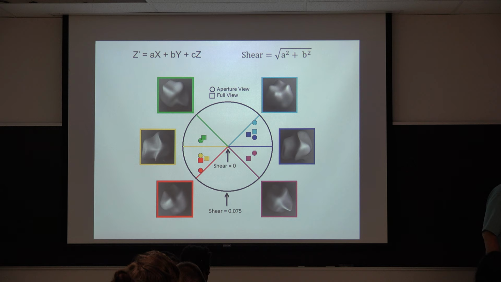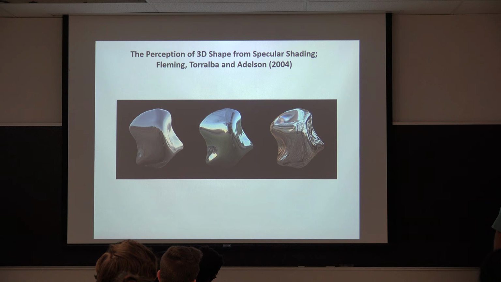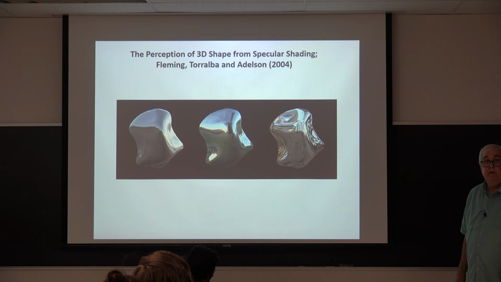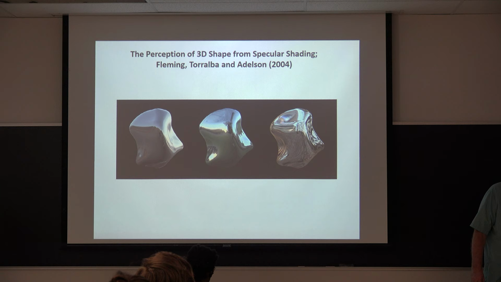Let me switch gears. I want to tell you about one more experiment. Oh, I forgot about this one. All right. Here's an example of getting material constancy on shape. I've talked to you about how lighting can change the appearance, but what about changes in the material? How does it affect shape? This is an experiment done by Fleming, Torralba, and Adelson. The question they were asking is, how about really shiny surfaces like this? Can you see the shapes of them?